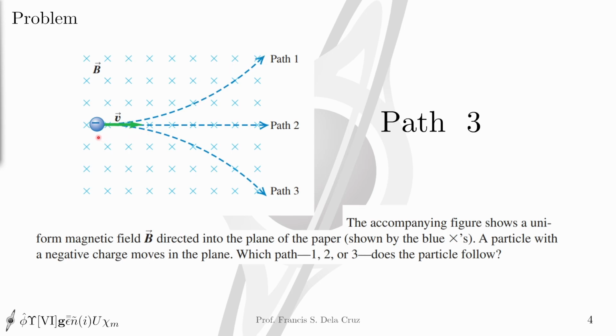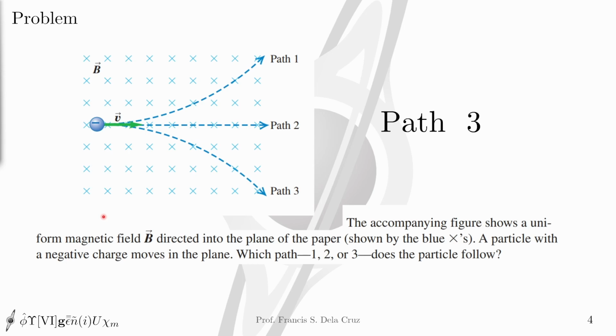But since we have an electron here, you need to flip the direction of the force. That's why this electron will follow the third path. So the trajectory of this electron is described by path 3 because the force will be directed downward. Always remember that your magnetic force is perpendicular to both the velocity and the magnetic field.